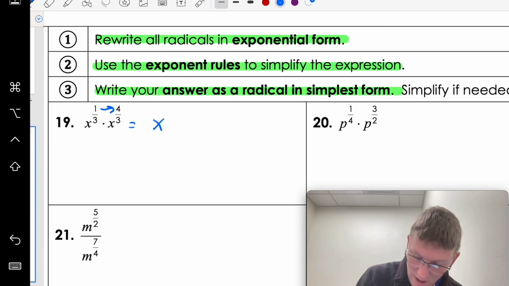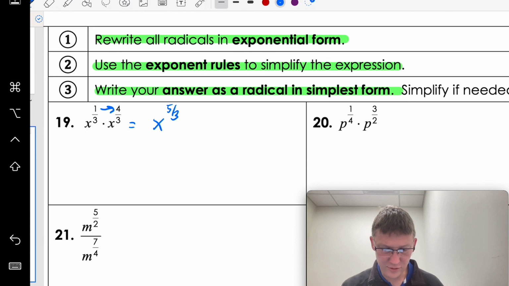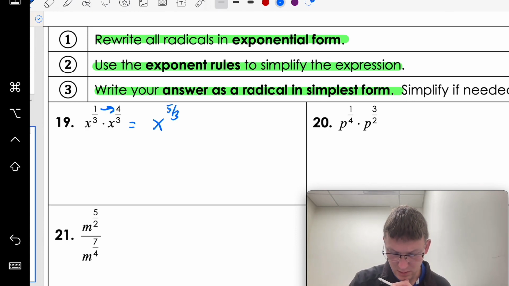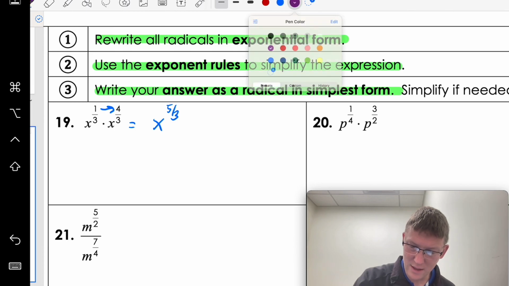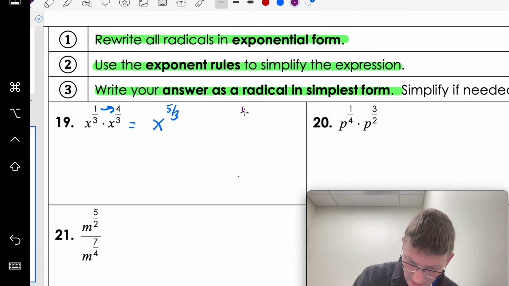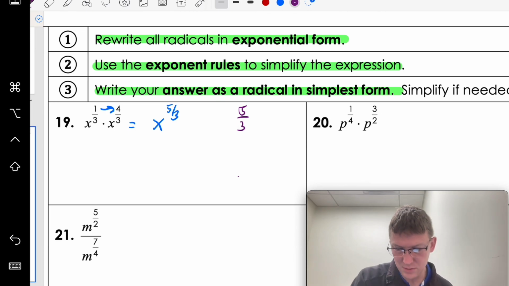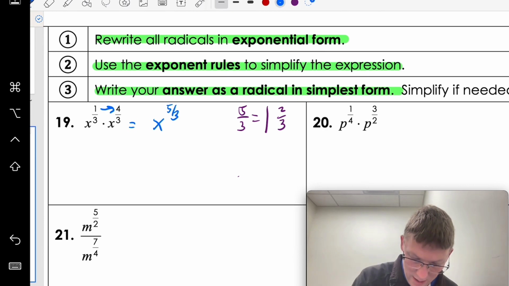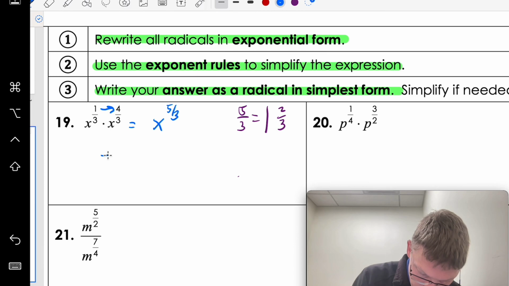So our answer is going to be something along the lines of x to the 5/3. We can't reduce that fraction at all, so we're kind of stuck with that. But since I know I'm going into radical form, I am going to do my little fractional math inside my head. 5 over 3, how many times does 3 go into 5? Just once. So if I were to change that into a mixed number, that would be 1 and then 2/3 left over.